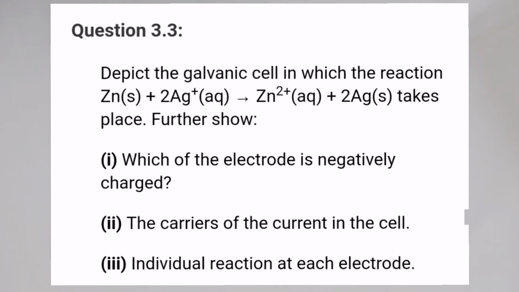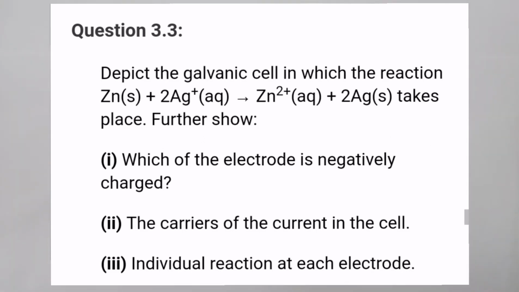Question number 3 says, depict the galvanic cell in which the reaction, and then we have the reaction wherein zinc is reacting with silver, and then we are getting Zn2 plus and silver metal. We have to answer 3 questions. First question is, which of the electrodes is negatively charged? Second question is, the carriers of the current in the cell. And the third question is to find the individual reaction at each electrode.